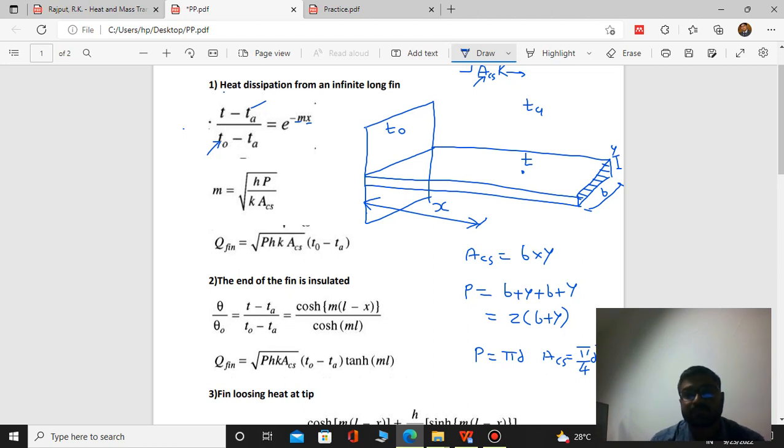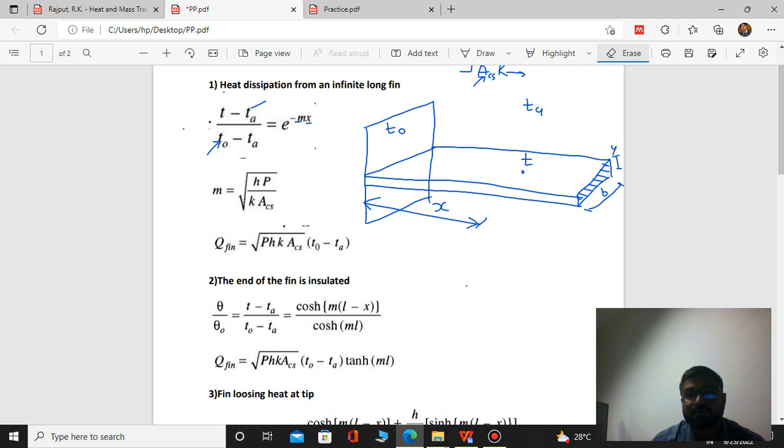So all terms understood by everyone? All terms we know. Now the second formula is heat transfer rate. If we want to find the heat transfer from the body to the fin, which equation will we have to use? We will have to use this equation, the Q fin equation.